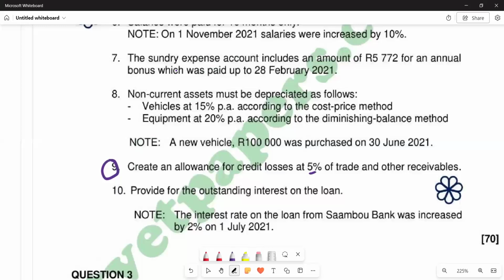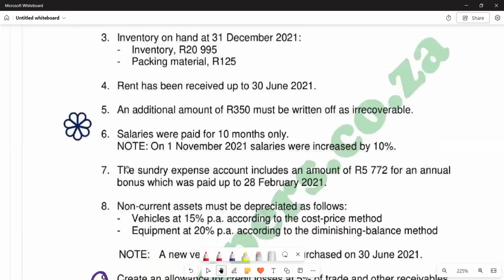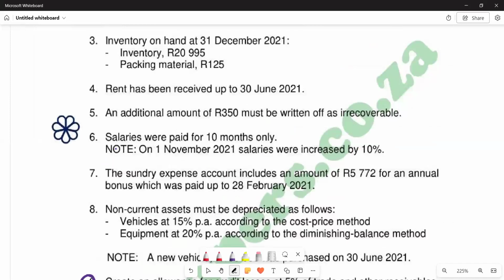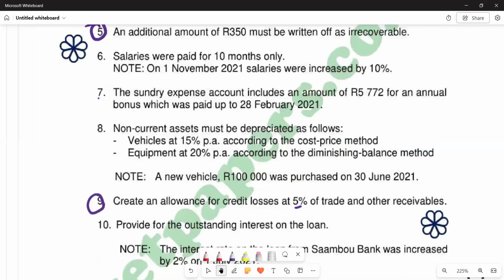You need to check if there's any adjustment in the question that is going to reduce the figure for the level of our trade receivables. If you go up there, you'll see that we also have adjustment number 5, which reads an additional amount of 350 rands must be written off as irrecoverable. So if you have such an amount, you first subtract it from the figure given in the trial balance, and then you take 5% of the net figure you get.